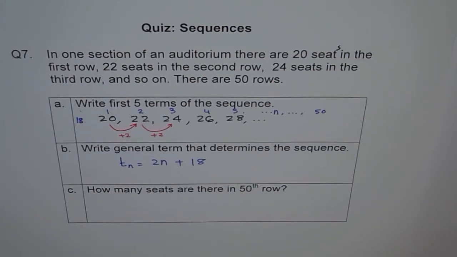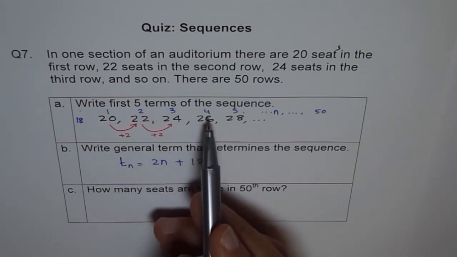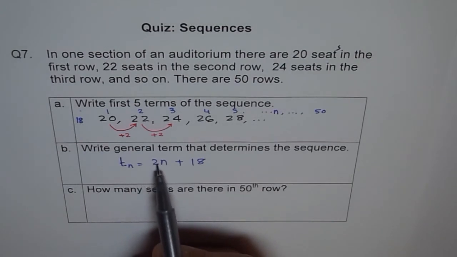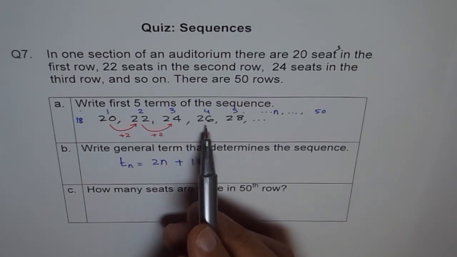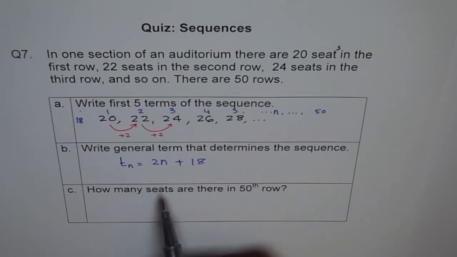Okay. Now, here we are. We can test this. If I write 4, 4 times 2 is 8. Correct? And what is 8 plus 18? 26. We get it. Do you get it? Yes. Now, how many seats are there in the 50th row?